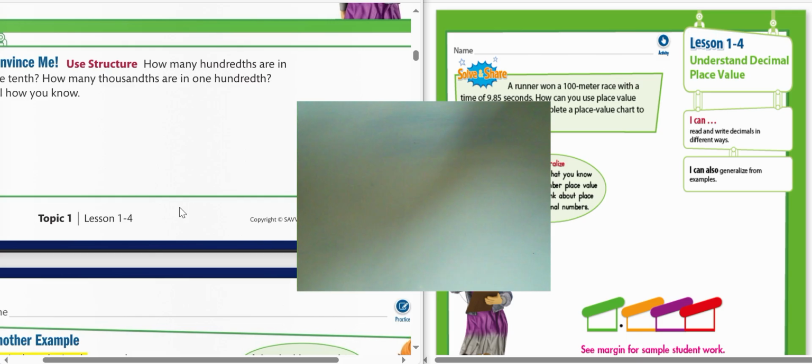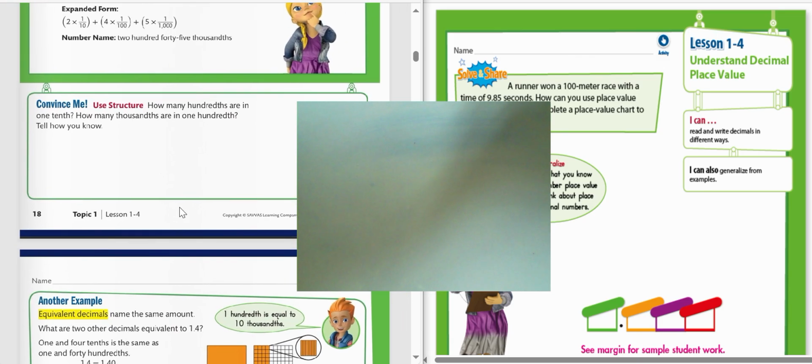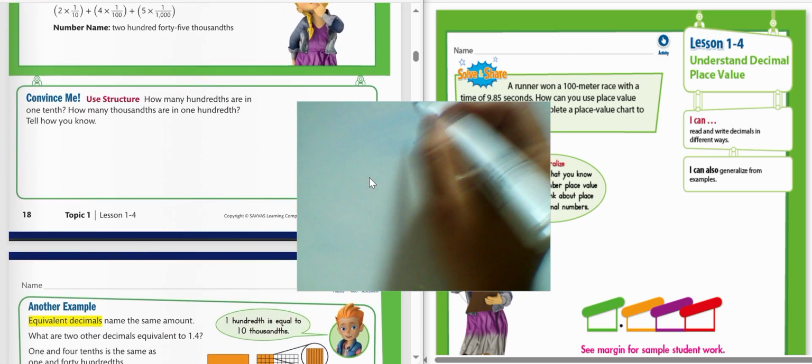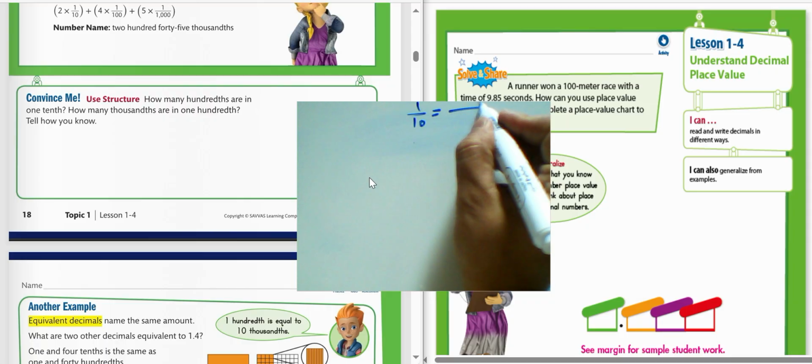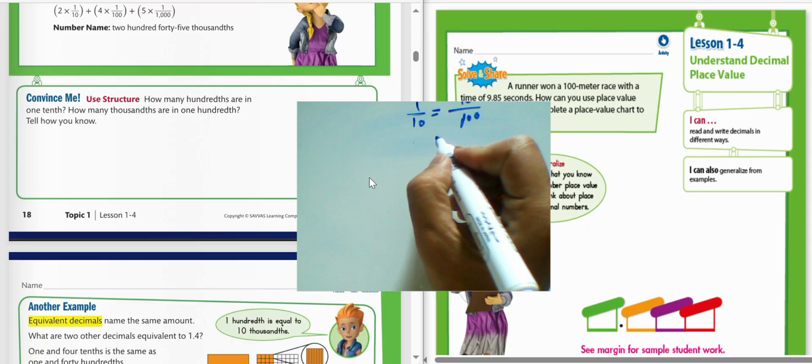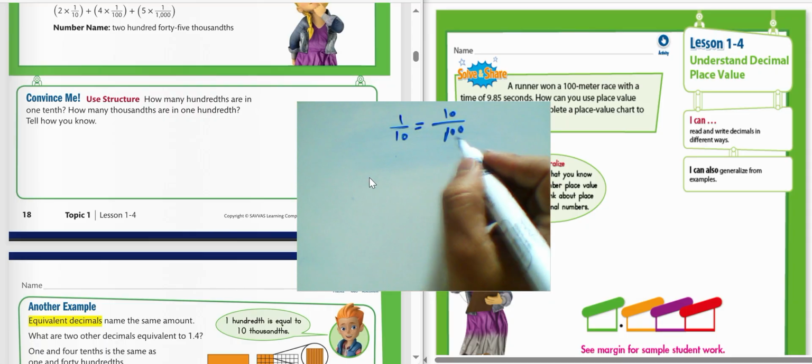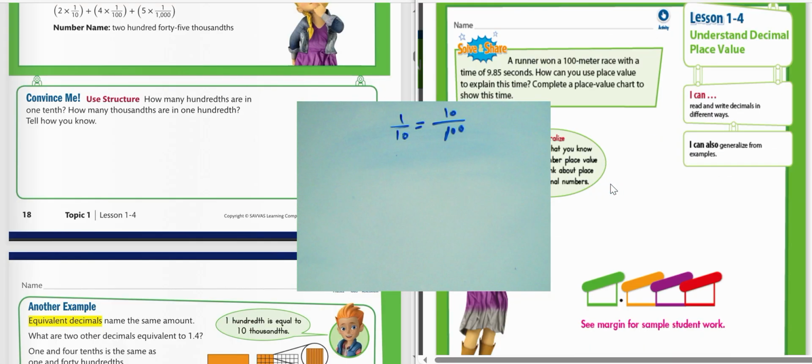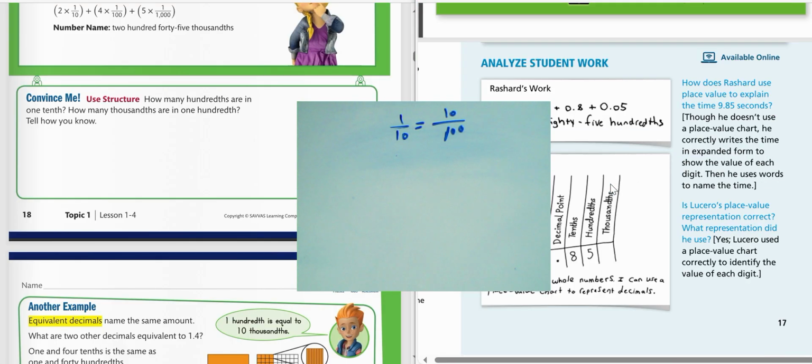And we can ask how many hundredths are in 1 tenth. We know 1 over 10 is equivalent to 10 over 100. Then 1 tenth equals 10 hundredths, because we can multiply by 10 the numerator and denominator.